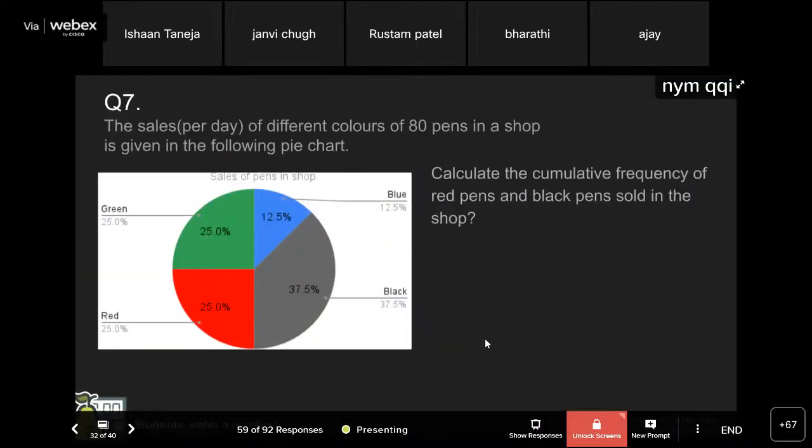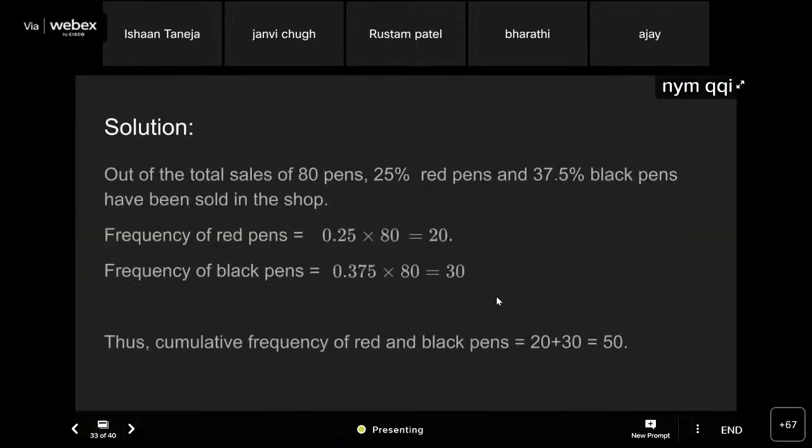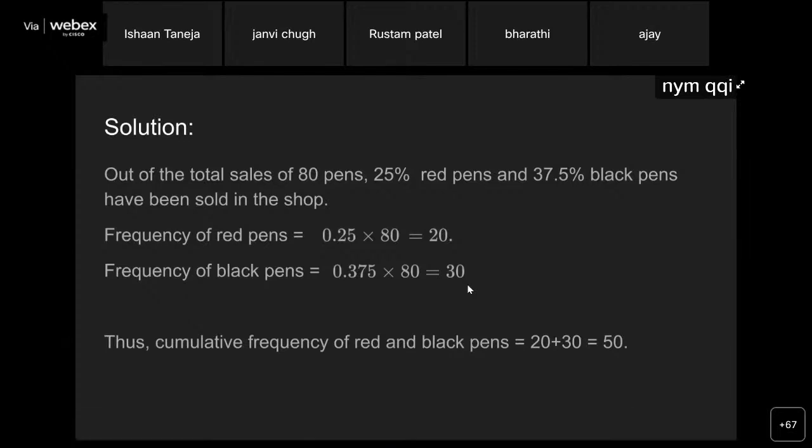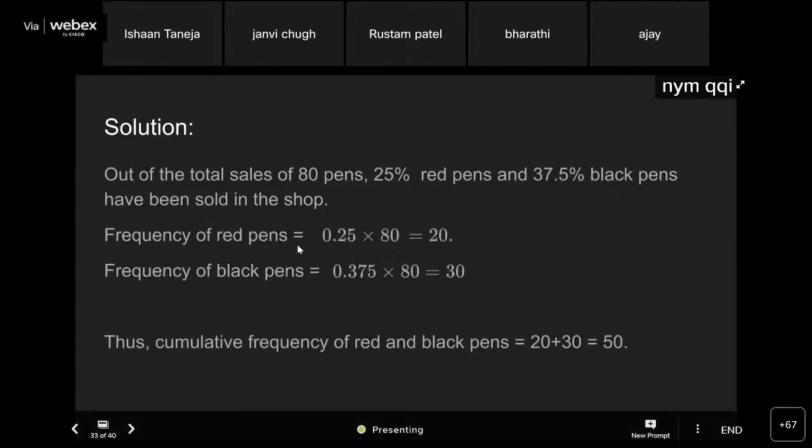Okay, let's proceed to the solution part. Just like we did in the previous question, we have computed the frequency of blue pens. Similarly, using the formula for relative frequency, you can compute the frequency of red and black pens, right? And cumulative frequency, we just discussed that we need to add them, right? So the cumulative frequency of red and black pens would be nothing but the summation of the frequencies of the two, which is 20 plus 30 equals 50, right?